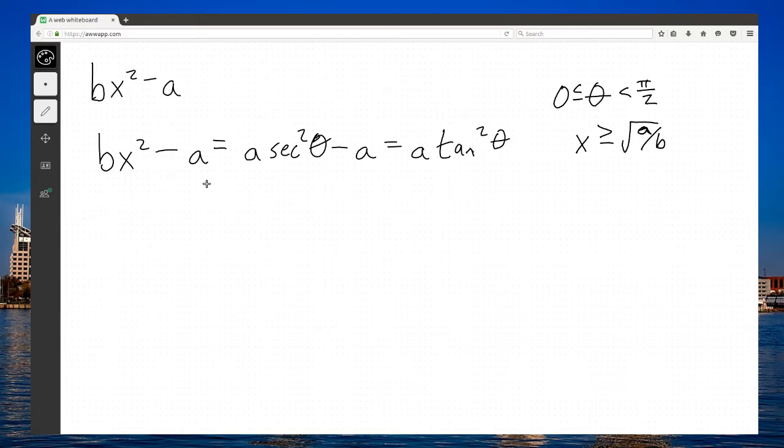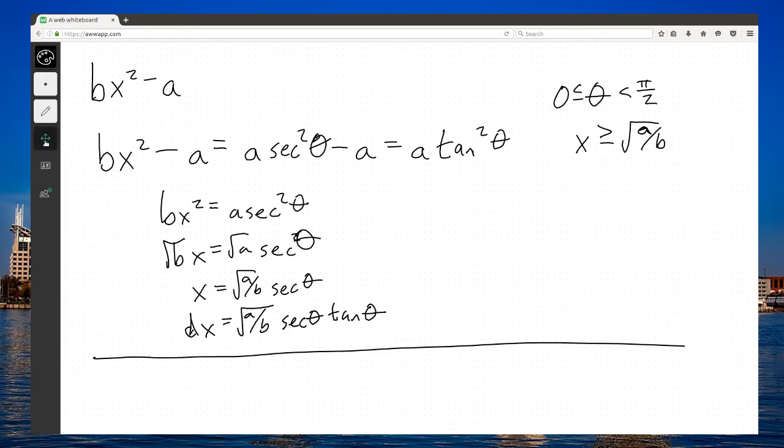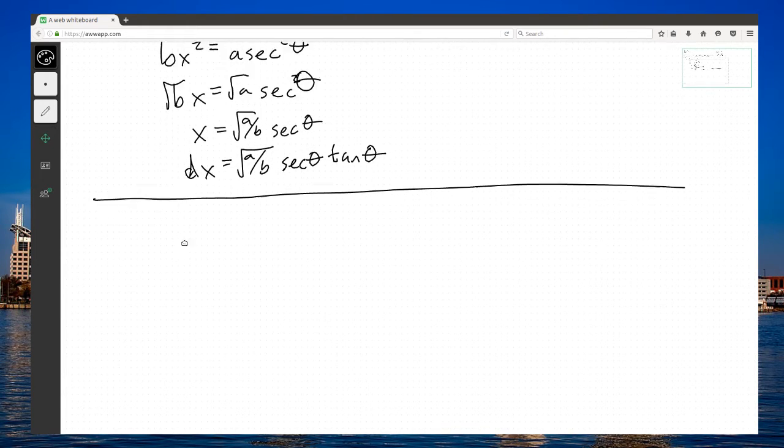Let's note that when we do the substitution, we'll get that bx squared is a secant squared of theta, so we'll have that the square root of b times x equals the square root of a times secant of theta, no square. And then x is root a over b secant. dx would be root a over b secant times tangent. So as usual, it'll be easier to see it all in action. So let's take a look.